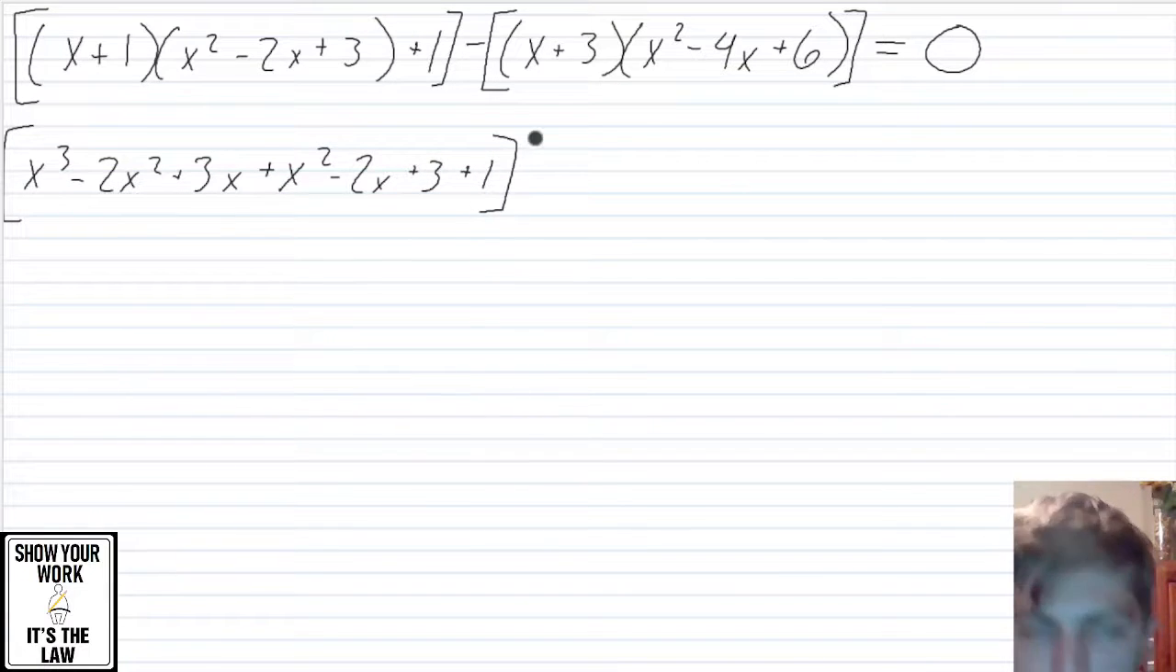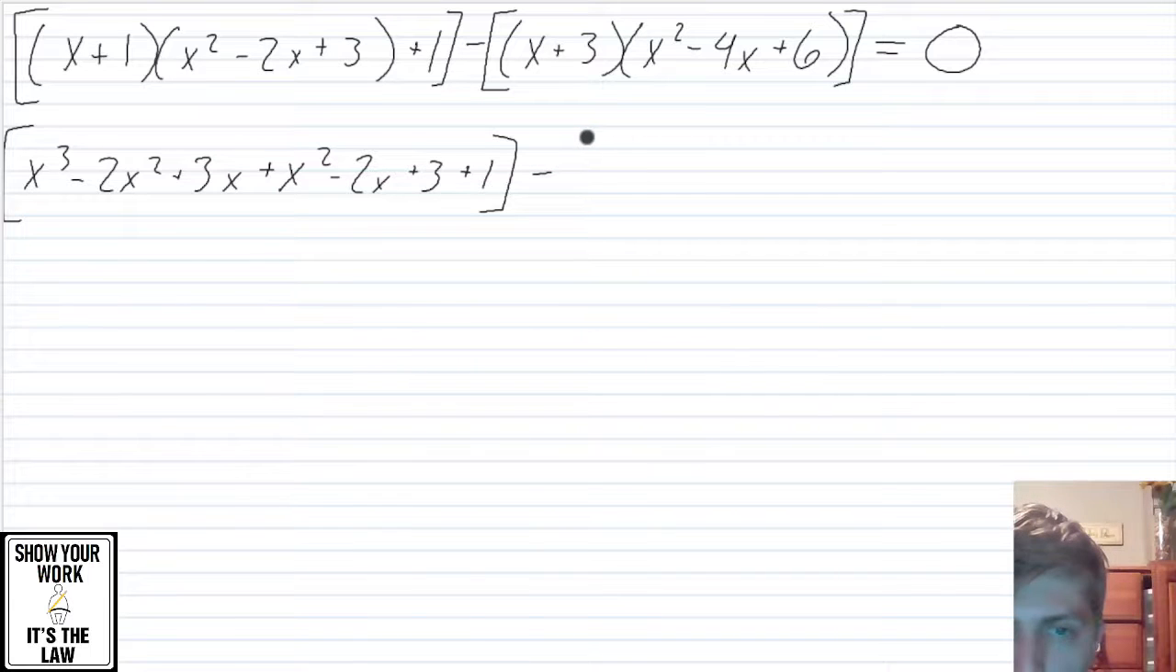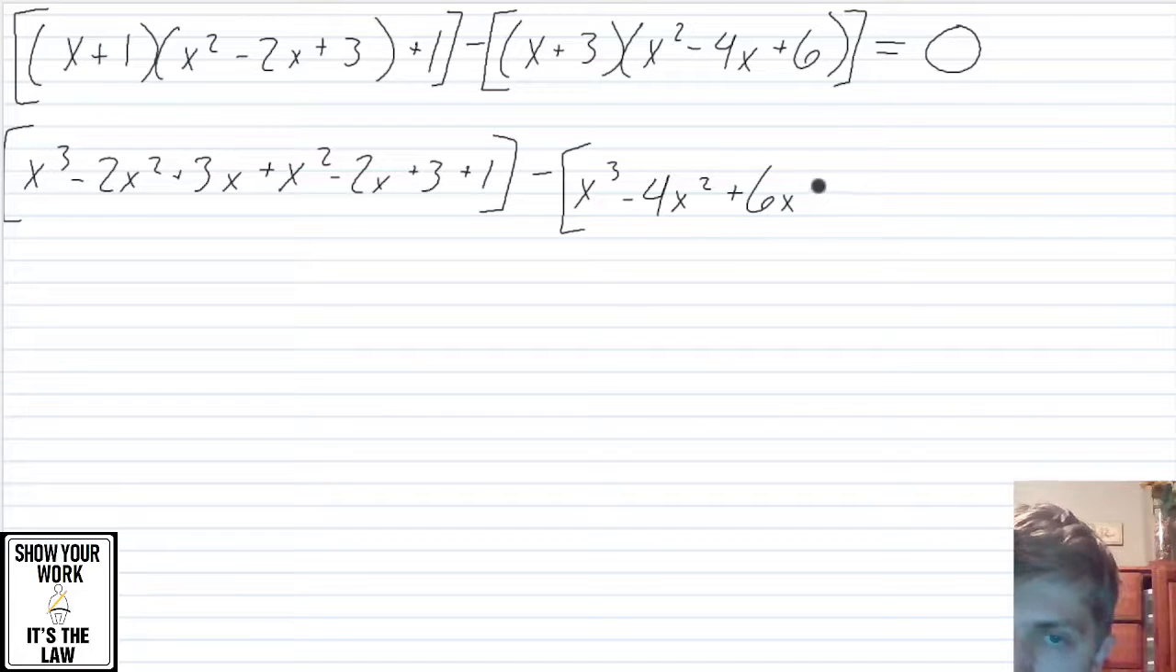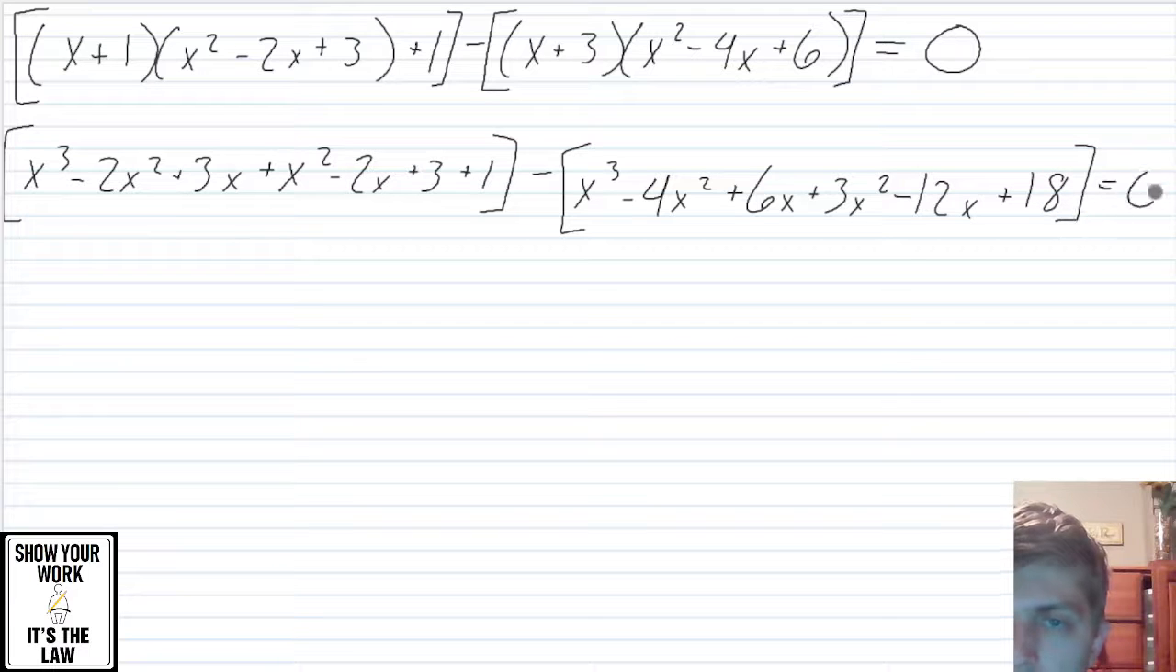All right, in brace minus, keep our brace. Multiply our x through everything. X times x squared is x cubed. X times negative 4x is negative 4x squared. X times 6 is 6x. 3 times x squared is 3x squared. 3 times negative 4x is negative 12x. 3 times 6 is 18. Boop, equals 0. And then combine like terms.